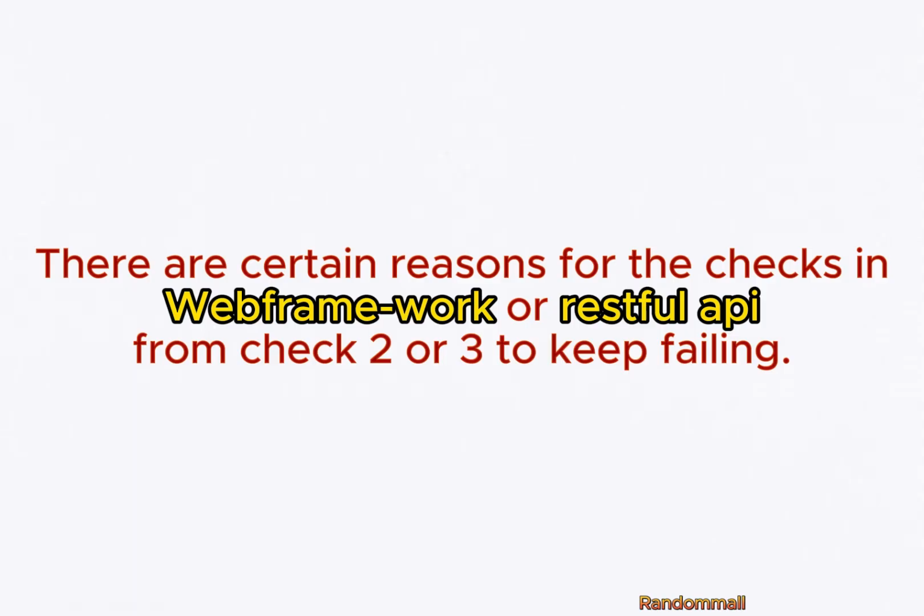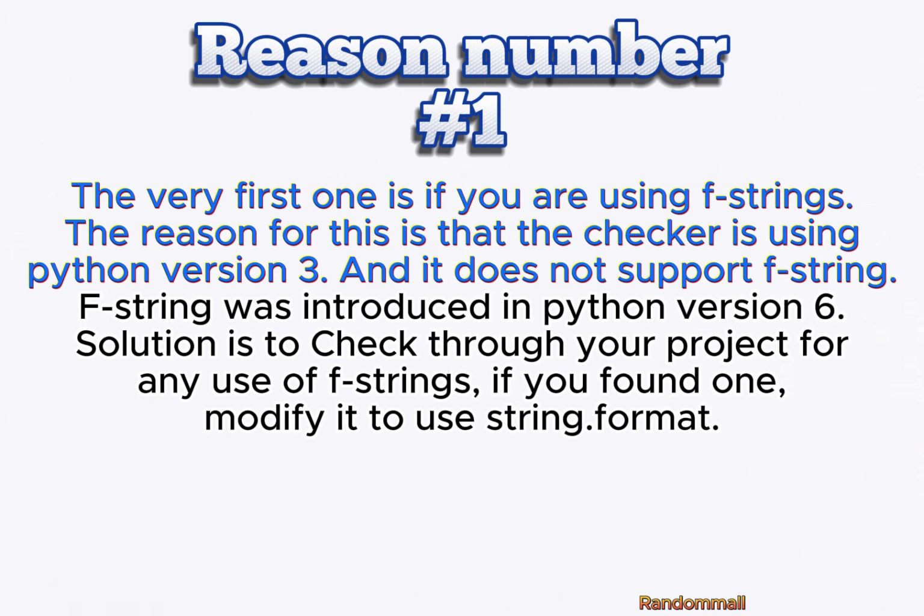There are certain reasons for the checker failing from check 2 or 3 to keep failing in the Web framework or RESTful API project. The very first one is if you are using f-strings. The reason for this is that the checker is using Python version 3, and it does not support f-strings. F-strings were introduced in Python version 3.6. The solution is to check through your project for any use of f-strings. If you find one, modify it to use string.format.